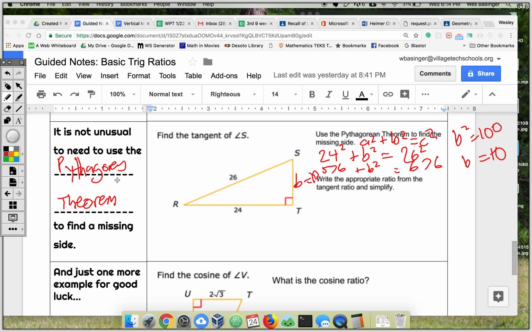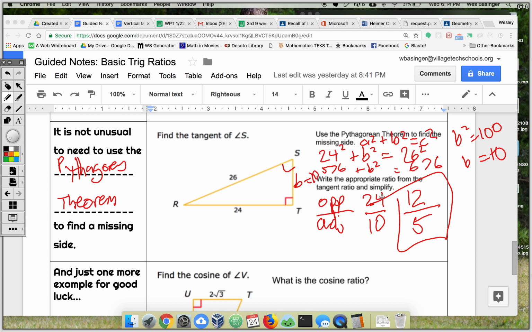All right, so tangent is opposite over hypotenuse, or opposite over adjacent. And the opposite to S would be 24. And adjacent to S would be 10. So we've got 24 over 10, which can be simplified if you take a 2 out of both of those. So that reduces down to 12 over 5. Final answer, 12 over 5 for the tangent of S.